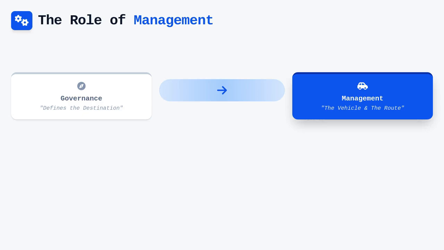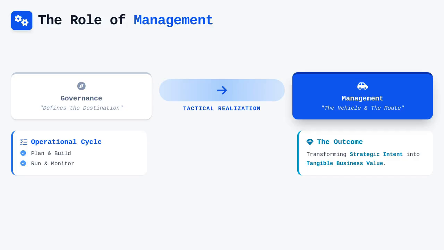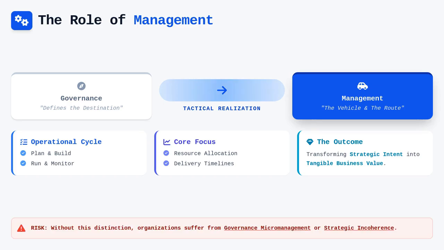This involves the tactical realization of objectives through complex processes and specific activities that transform strategic intent into tangible business value. A manager, for instance, focuses on resource allocation, project delivery timelines, and the operational stability of business services. They must ensure that the work being done stays within the parameters established by the board. Without this distinction, we often see organizations suffer from either governance that micromanages or management that lacks strategic coherence.